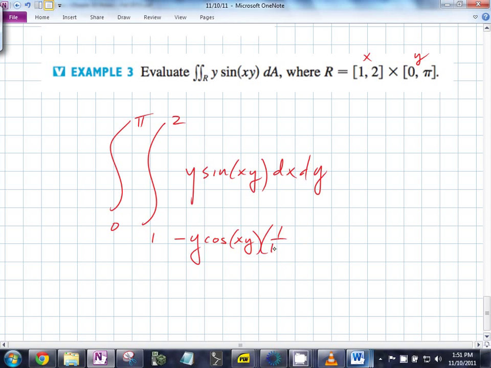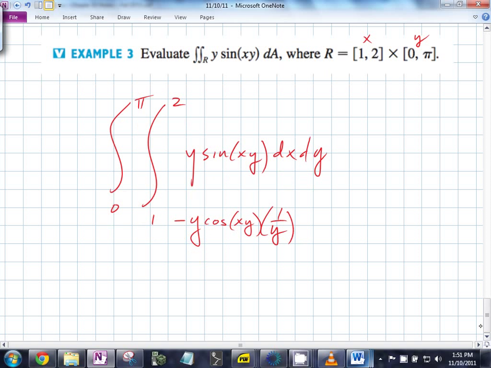Let's just go to the simplification. It gets the negative cosine of y, from 1 to 2. Because if you differentiate this with respect to x, you end up with y sine xy, which is our goal. And we're doing this from what to what? We're doing it from 1 to 2.